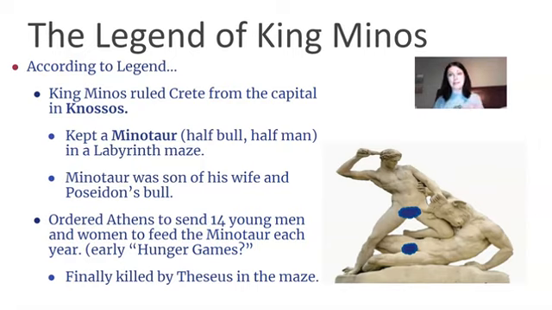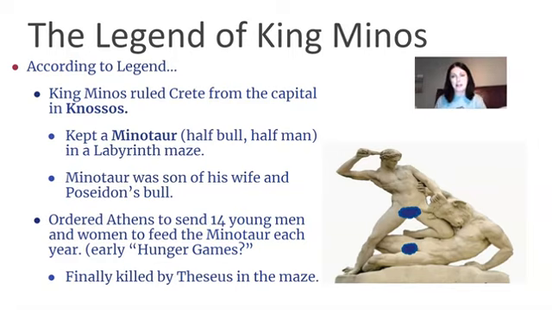So kind of like a thing that he would sacrifice to, which is basically the early Hunger Games, because they would send 14 young men and women each year from different city-states in the Aegean and Mediterranean Sea to sacrifice to the Minotaur. So it's kind of like this early Hunger Games thing. And the Minotaur was supposedly the son of King Minos' wife and Poseidon's bull, which was actually Poseidon.